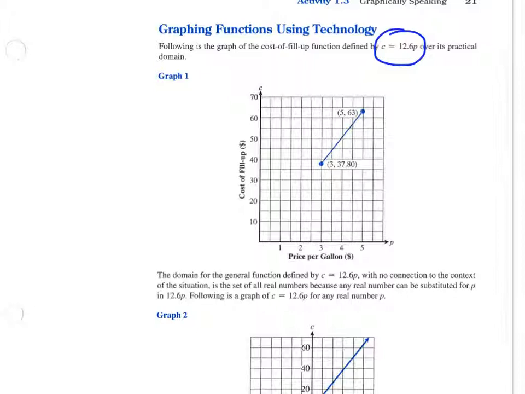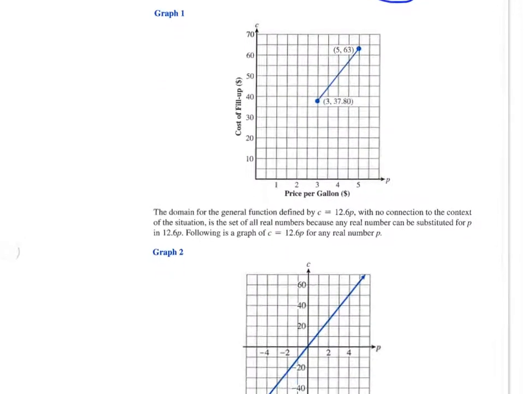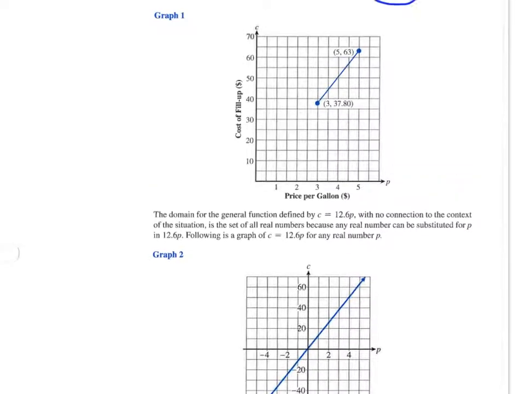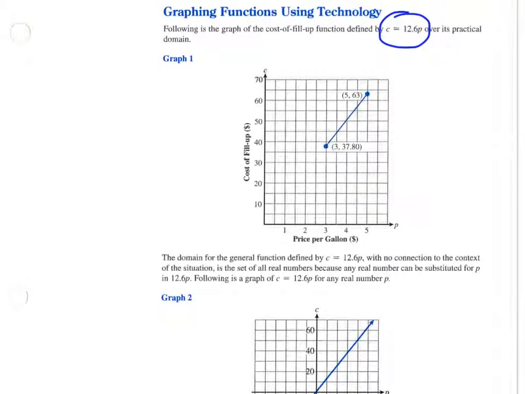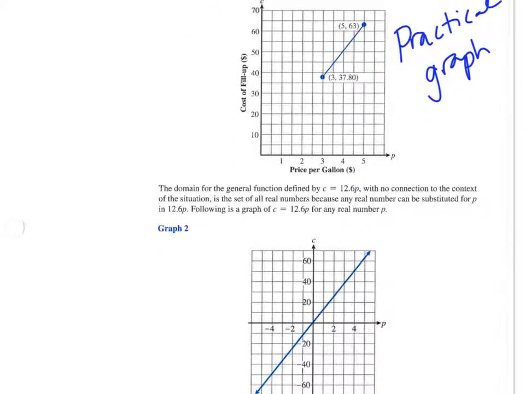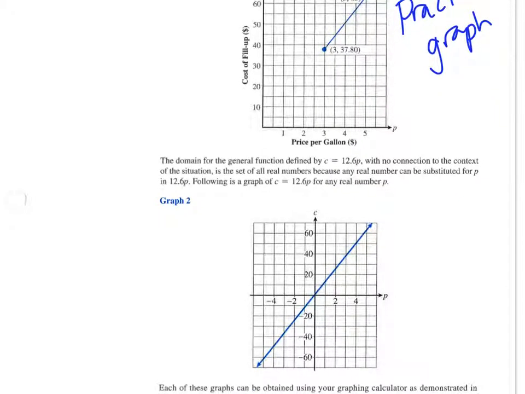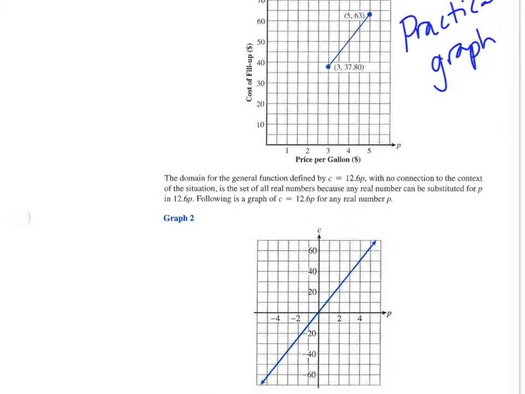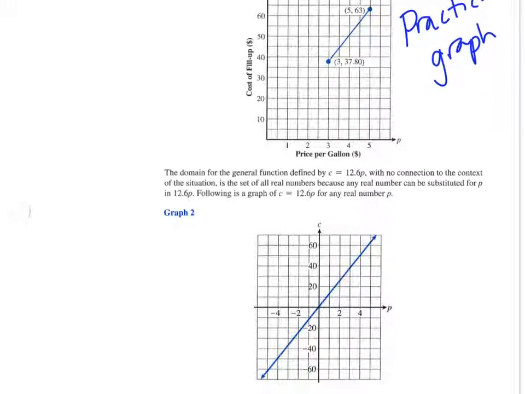If you look at this graph, this one's already done for you. It just has a couple ordered pairs plotted. This is another linear function because the 12.6 is consistent. Take a look at these next two graphs. The next one has it connected. If you look at the difference in these two, the first is really the practical graph, because it is only defined for between 3 and 5 dollars per gallon, which is what we said was practical for that.